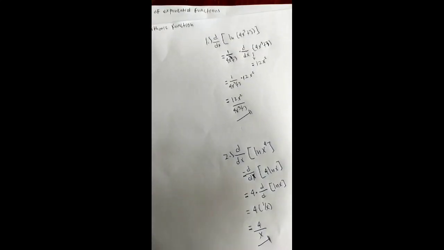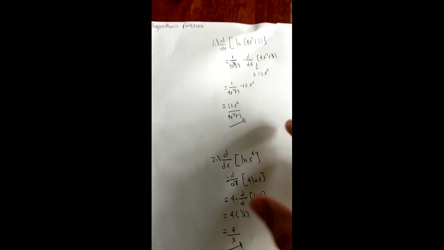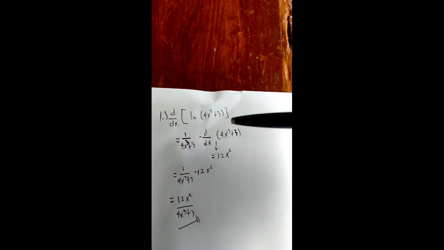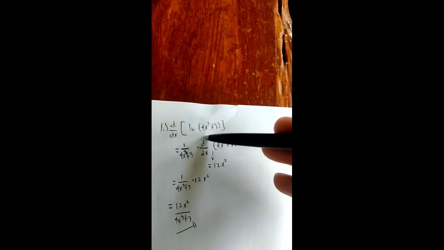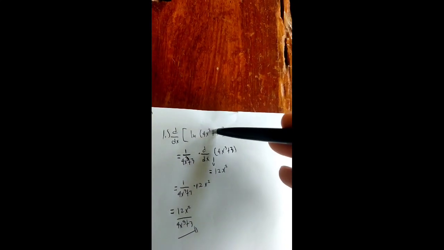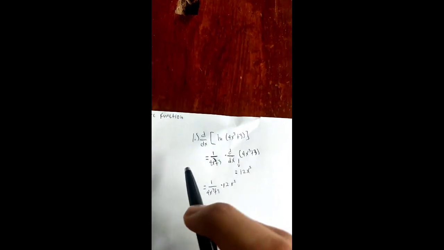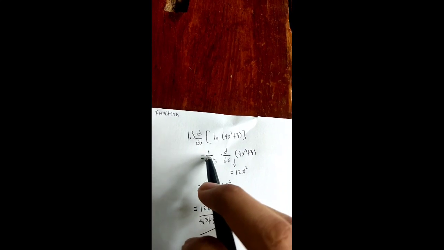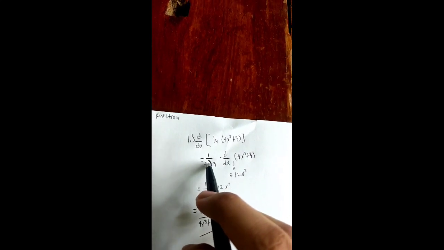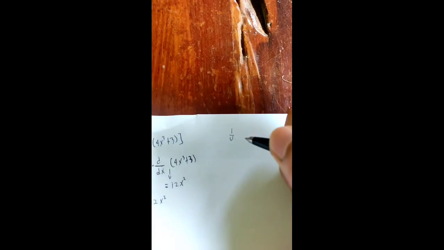So we're back with another topic. This topic is called the derivatives of a logarithmic function. So we have a given here, the derivative of ln of 4x cubed plus 3. Our formula here would be 1 over the function, this is u here, which is also known as the function, times the derivative of u, all over dx.